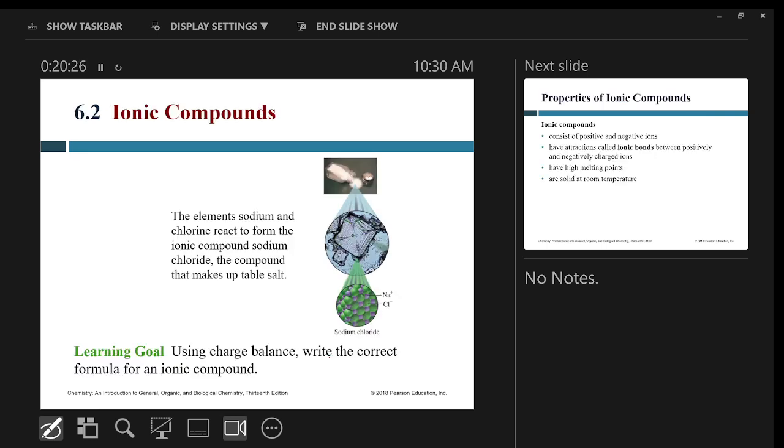All right, so these ionic compounds: the elements sodium and chlorine react. They are actually going to form an ionic compound. We call that table salt. Every time you've had salt on food or grabbed the salt on your table, that was always table salt, sodium chloride. And that was always an ionic compound.